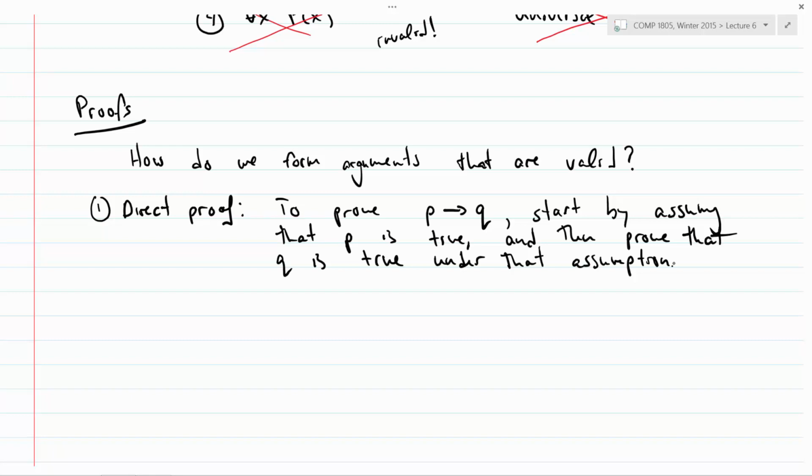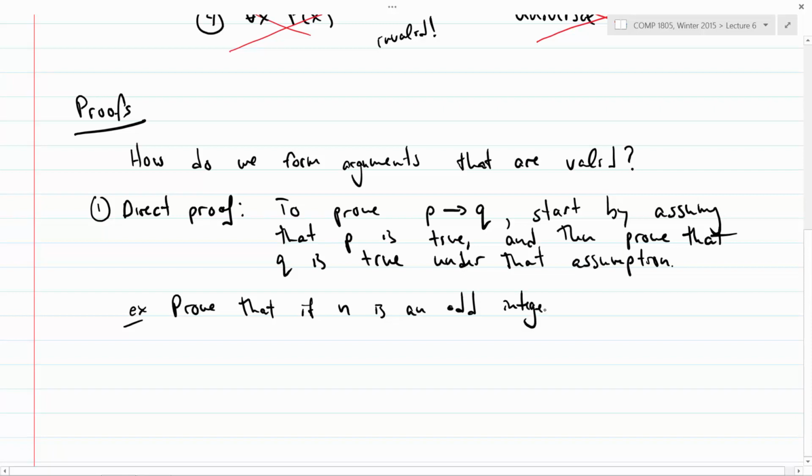So let's do an example. I want to prove that if n is an odd integer, then n squared is an odd integer. So this is the kind of question you might get asked on a test.